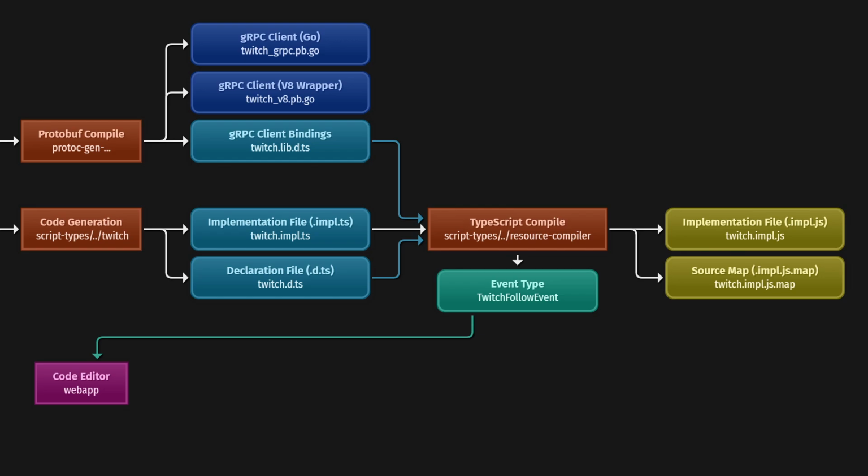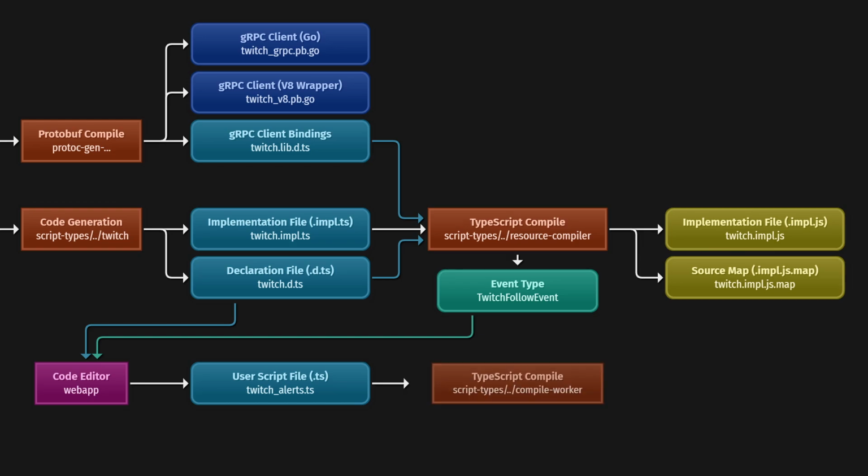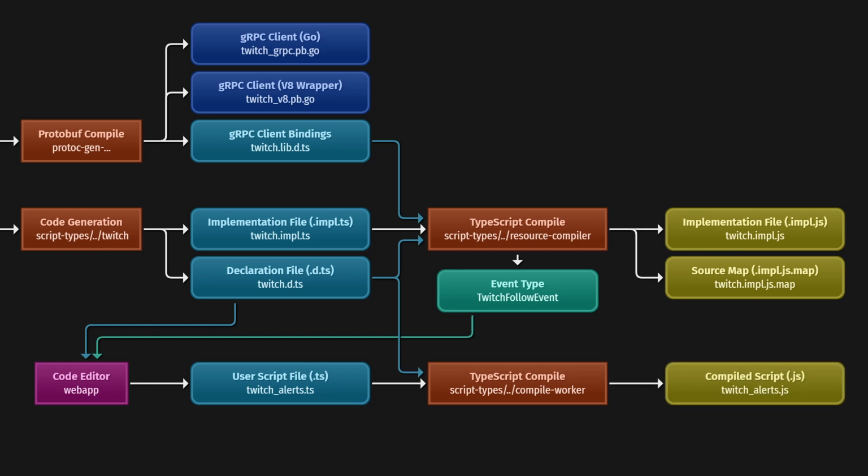The code editor allows the user to write their own files, and it has access to all the relevant TypeScript declarations, so it can provide hints and run accurate type checks client-side. Whenever the user saves their changes to a script file, we take all their scripts and run them through the TypeScript compiler. We use the same set of type declarations to type check the code, and if the compile succeeds, we end up with another set of JavaScript files that are ready to be executed at runtime.